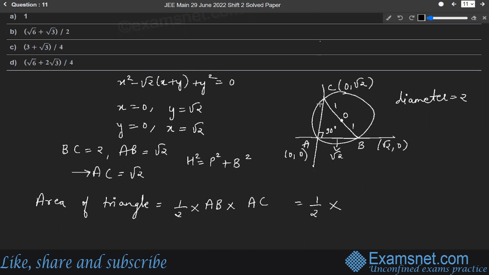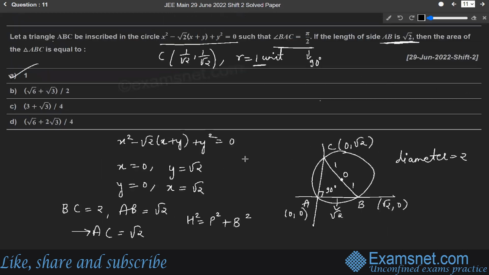So 1 by 2 into AB. What is the value of AB? It is root 2. What is the value of AC? It is also root 2. So this will be 1 by 2 into root 2 into root 2, which is 2. So 2 and 2 will be cancelled. So the area of this triangle will be 1. So for this question, the correct option is option A, that is 1. I hope you are clear with this question.